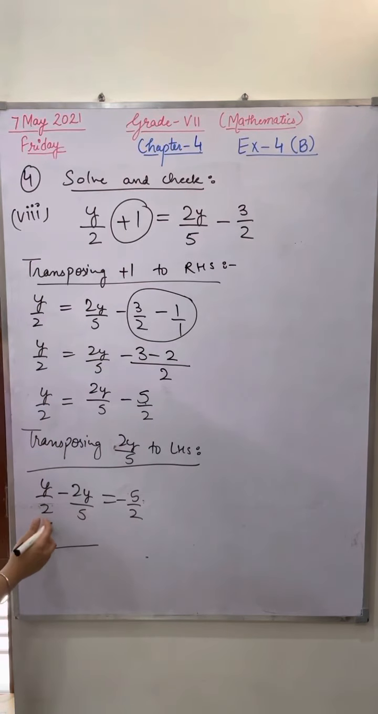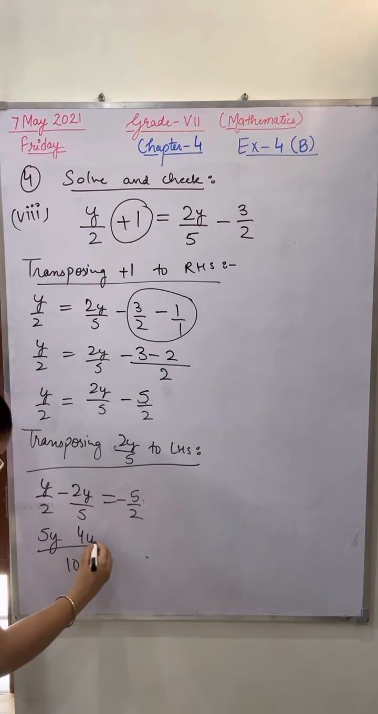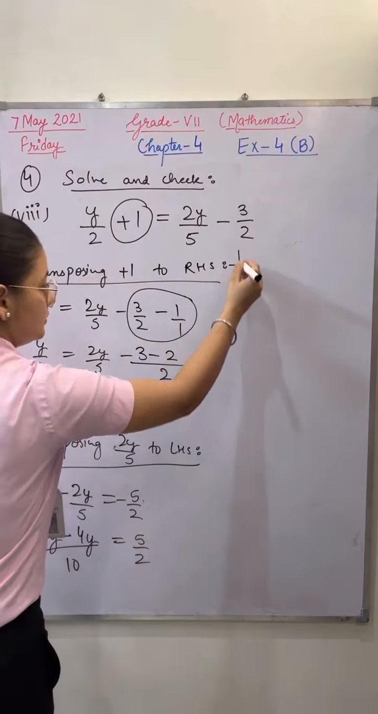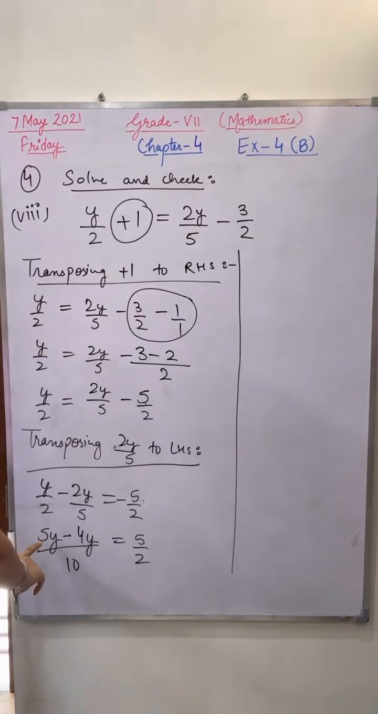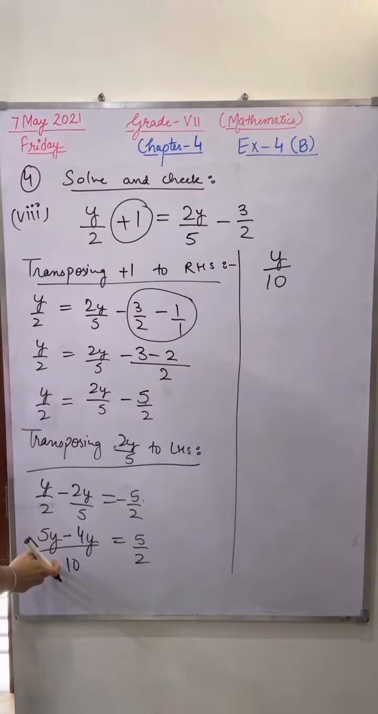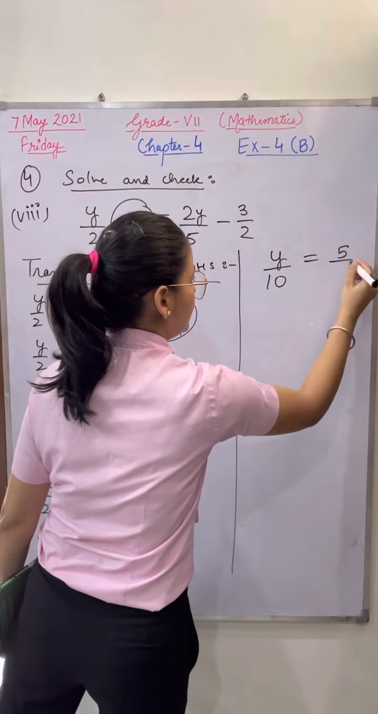Now take LCM of 2 and 5, that will be 10. Understand how I am taking LCM here. 2 5s are 10. 5 into y, 5y. 5 2s are 10. 2 2s are 4, 4y. And the minus sign as it is, is equals to minus 5 by 2. So what is left here? 5y minus 4y, that is y. Divide by 10 is equals to minus 5 by 2.